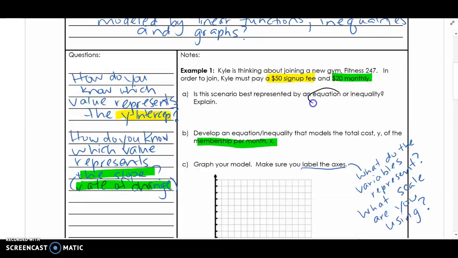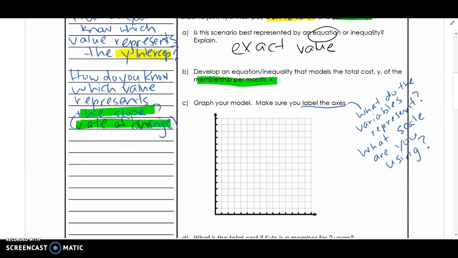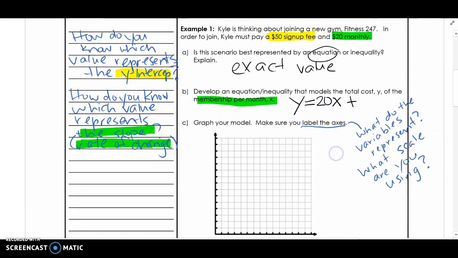This is an equation because you're given exact values. The equation would be that the total cost, y, is found by multiplying 20 times the number of months and then adding that one-time sign-up fee of $50.